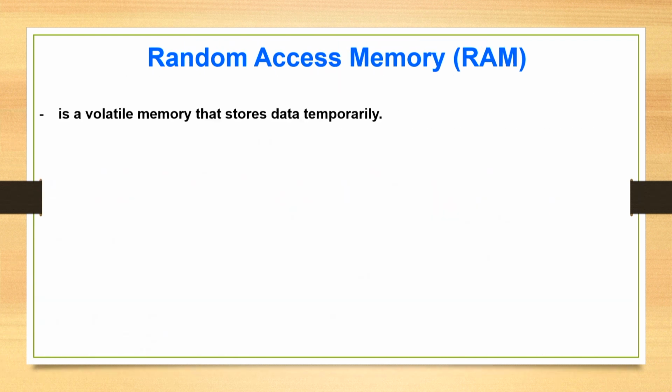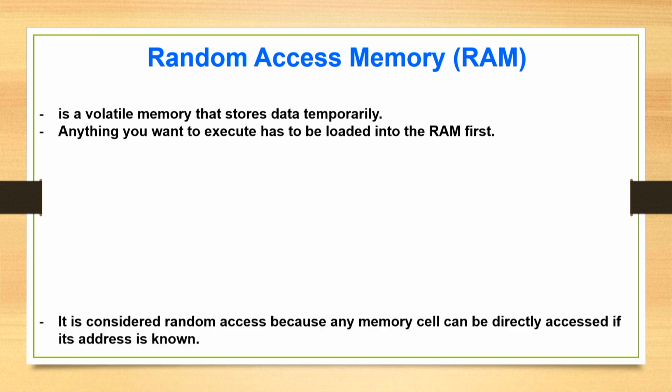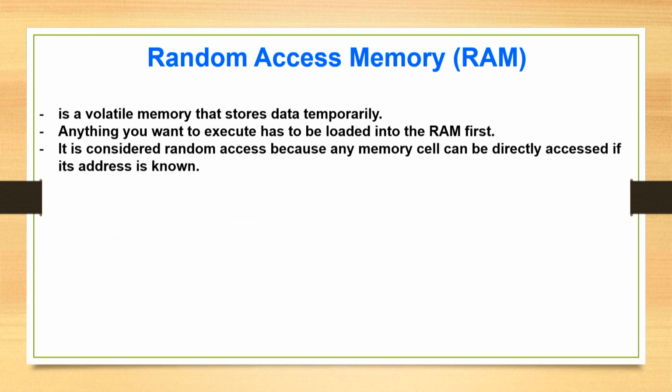Next, we will discuss RAM, that is the random access memory. It is volatile. Volatile means that once you switch off the computer, the data gets lost. So, anything that you want to execute on the computer has to be loaded into the RAM first. It is considered random access because any memory cell can be directly accessed if you know the address of the cell where the data is stored. That is why its name is random access memory.